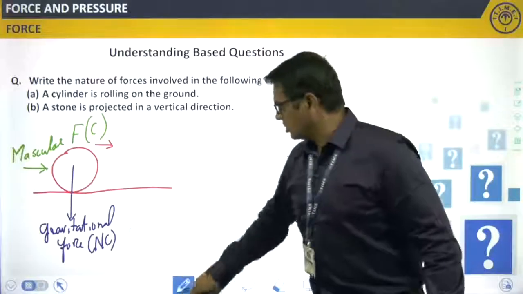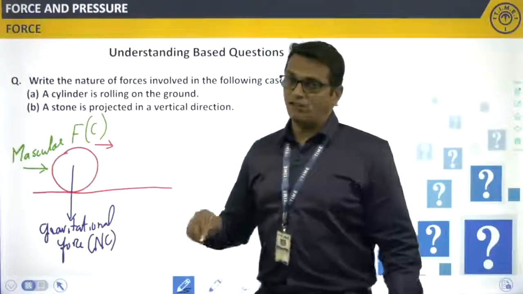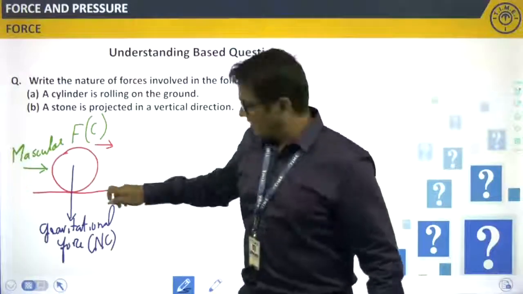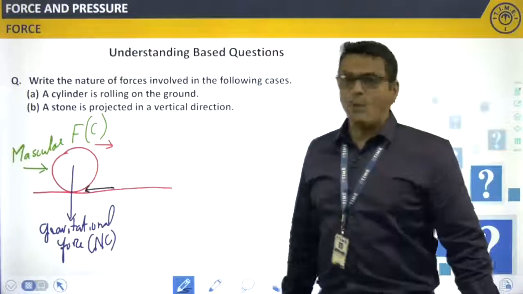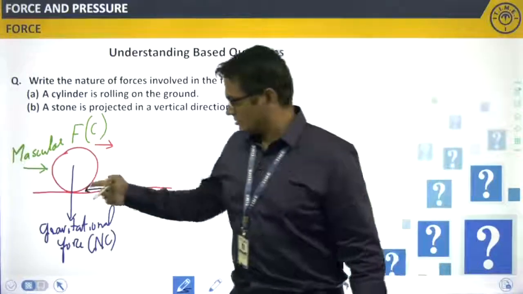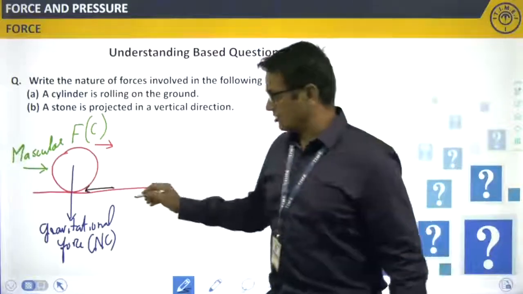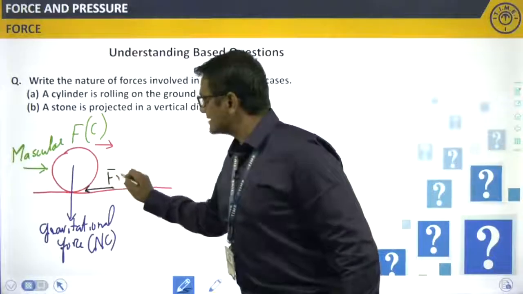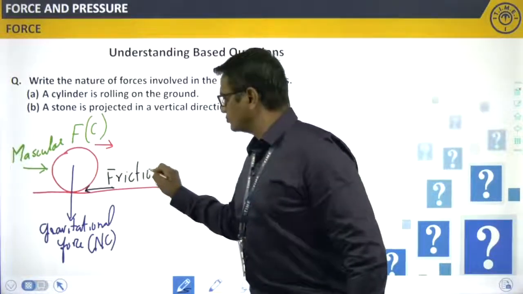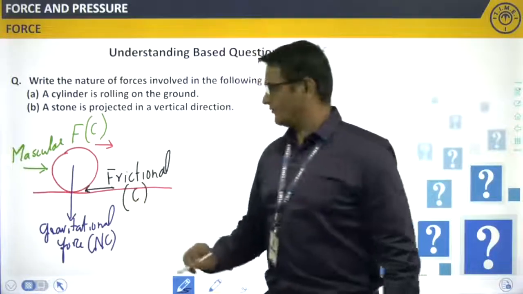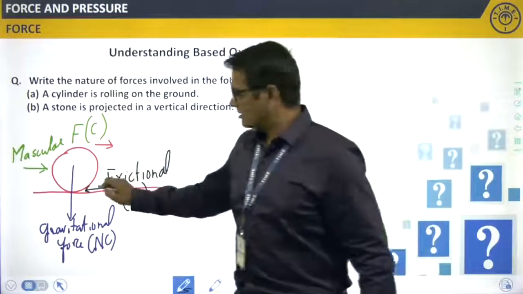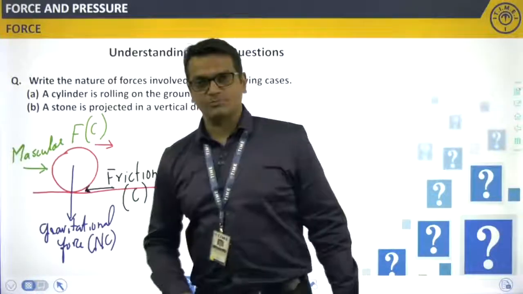Then let me go to the third one. There's one more force acting, and we know whenever there is motion, there will be a force provided by this earth which is opposing it. By this surface, it will be opposing that motion, and that force is called frictional force. And that frictional force is also a contact force. Clear?